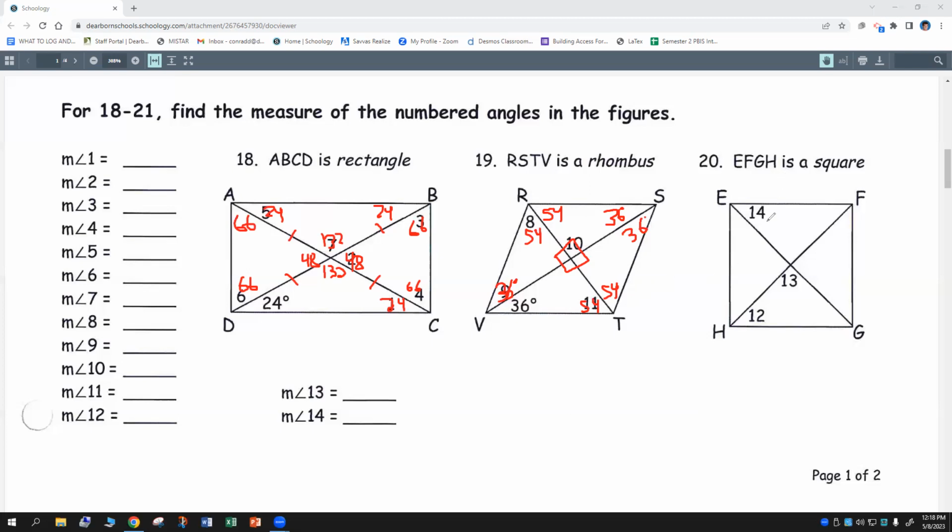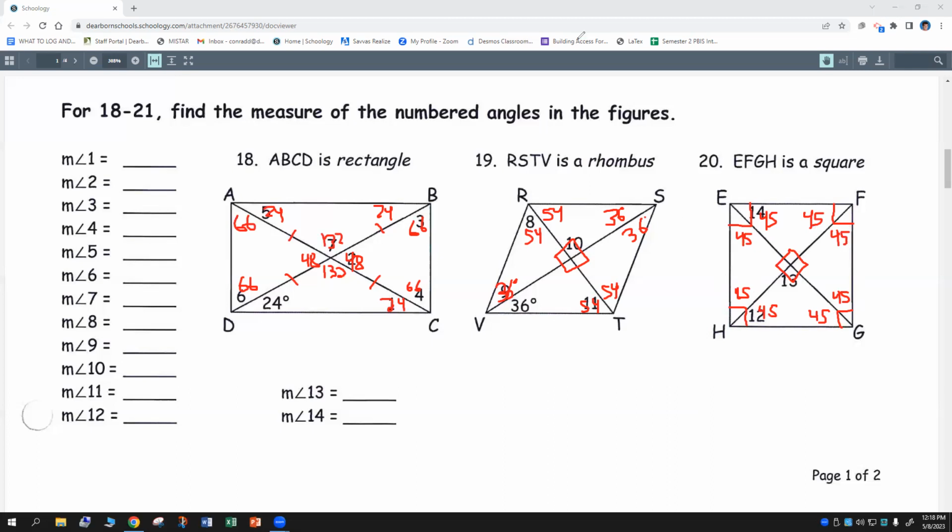A square is both a rhombus and a rectangle. So since it's a rhombus, we know the diagonals are perpendicular. We also know the four angles of a square are 90 degrees, four right angles, because a square is a rectangle. And we know the diagonals bisect those right angles. So we know each of the small ones are 45, right? 90 divided by 2 is 45, because those diagonals bisect the angles in the corners. And there you have it. We got all of our angles.